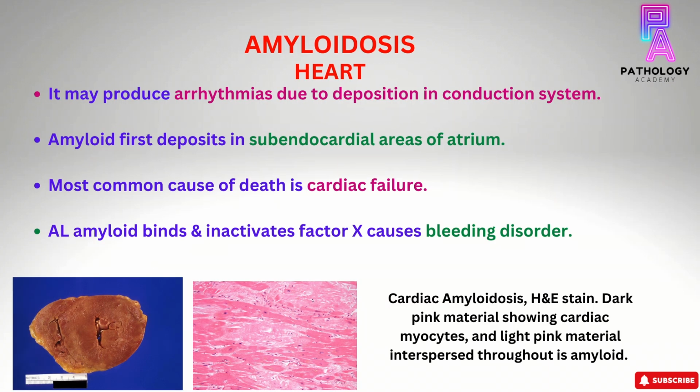Coming to the amyloidosis of heart. In heart, amyloidosis can produce arrhythmia due to deposition in the conduction system. Amyloid first deposits in the subendocardial areas of atrium. The most common cause of death in cardiac amyloidosis is cardiac failure. The AL amyloid binds and inactivates factor 10 and can also cause a bleeding disorder.